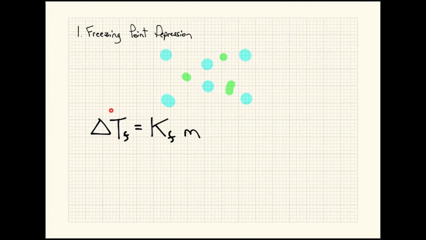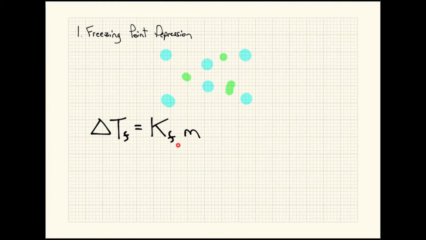It's known as delta T with a subscript F. This is the change in the freezing point. So how much lower is the freezing point of this solution compared to the pure substance? That's what delta T is here. And we can predict that new freezing point based on two numbers. One is a constant, ideally called the freezing point depression constant. It's given the symbol uppercase K with a subscript of F.